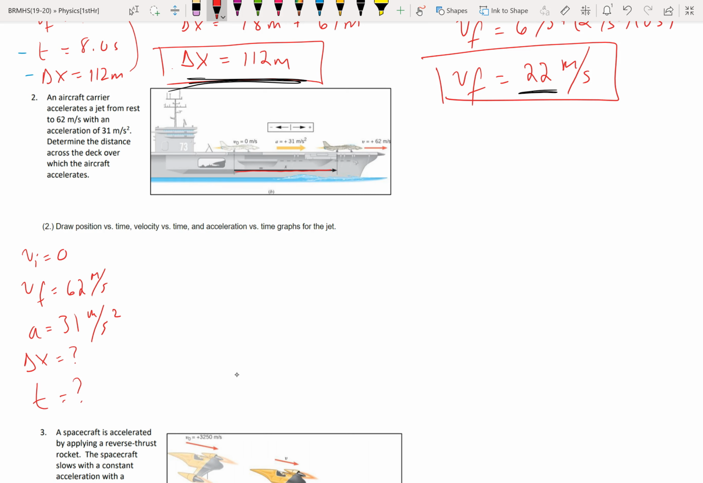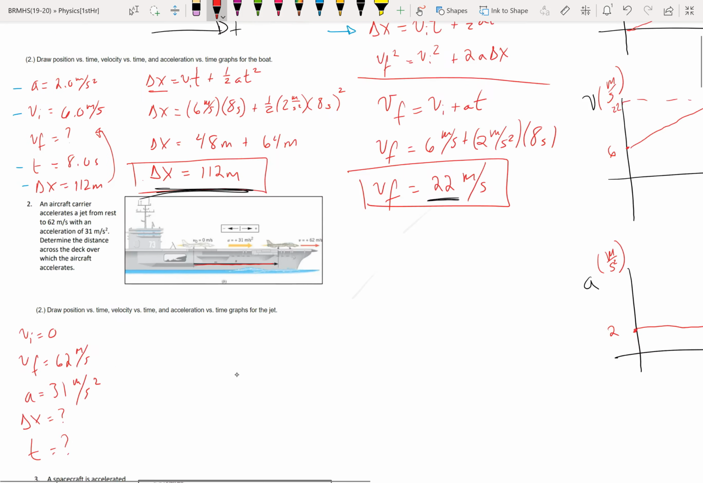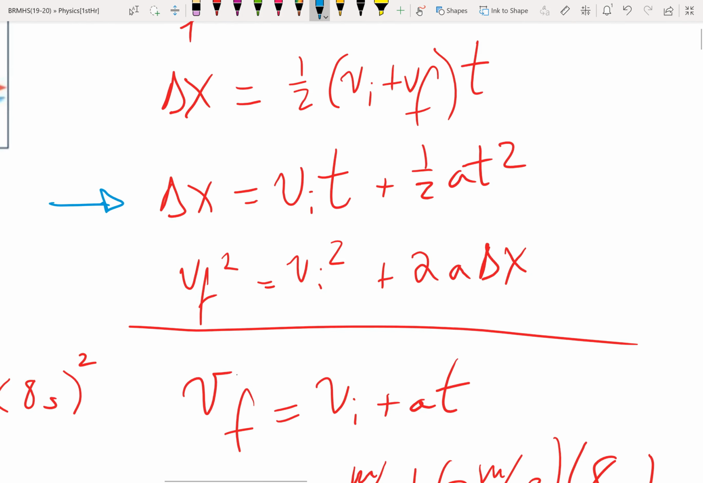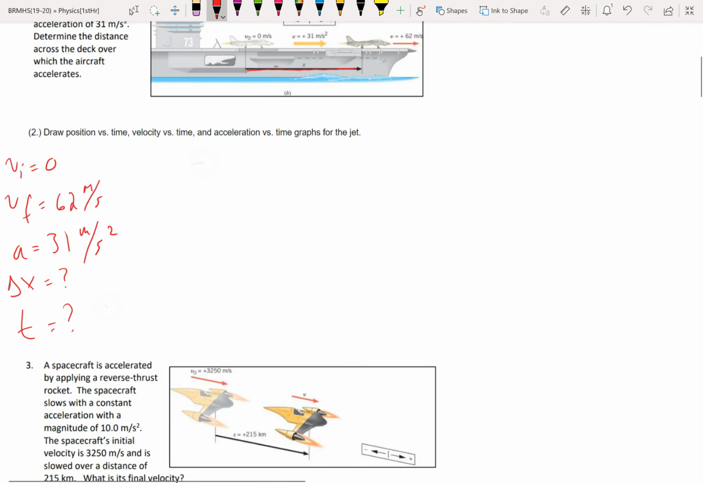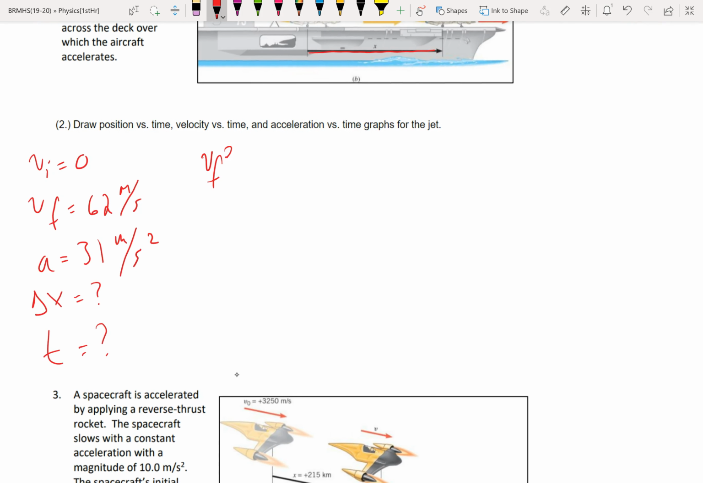All right, so we take a look. We got VI, we got VF, we got A, and we want to find t or delta x. Really, I just care about delta x. That's all the question's asking for. So if I want an equation that has VI, VF, A, and delta x, I believe that's my fourth one up here. All right, there's VF, VI, A, delta x. So let's do that one because then we have to rearrange to solve for delta x. And that can be good to look at. So V final squared equals V initial squared plus twice A delta x. What do we want to find? Delta x.